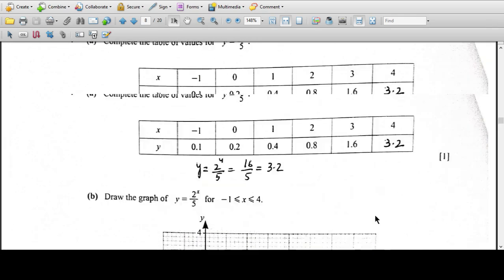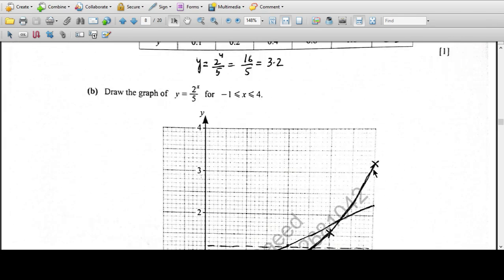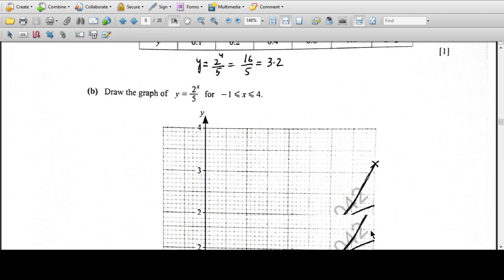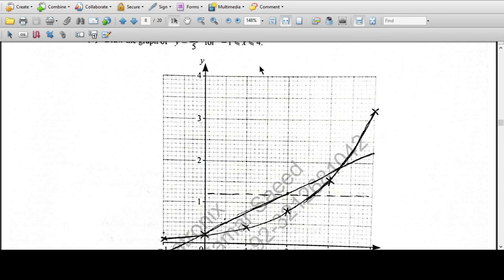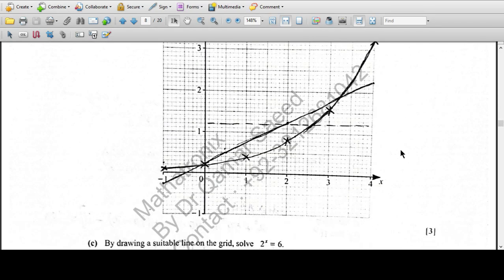And for 4, it is 3.2. So 3.2, and we draw this curve here. We have drawn this curve for 0 to 1. This curve is required in part B.